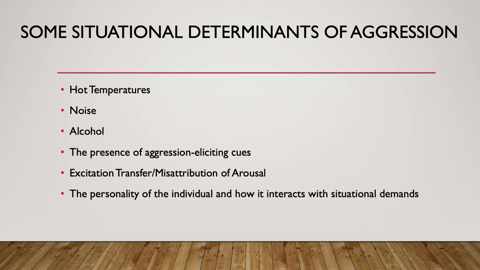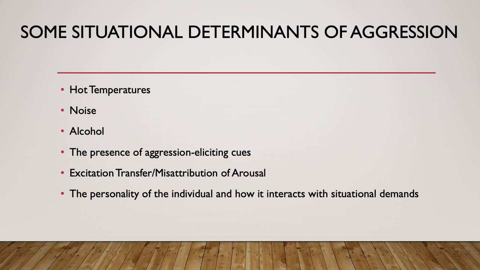Some of the other variables on the list have a much clearer relationship with aggression. Noise, for example. When people are exposed to loud, irritating, unpredictable noise, they do in fact behave more aggressively, and there doesn't seem to be any exception to how that works.